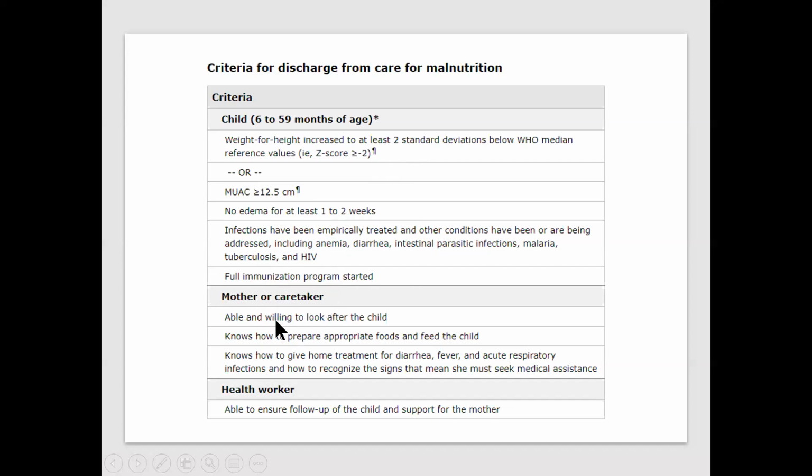And assessing that the mother is able and willing to look after the child after they go out of the hospital. And they know how to prepare appropriate food and feed the child. They know how to give home treatment, for example, for diarrhea, how to treat fever, how to treat some acute respiratory infection, and how to seek medical attention. So they need the mother to be taught, and the health workers need to be able to follow up on this child and provide support to the mother. So if we have met this, then this child is ready for discharge.